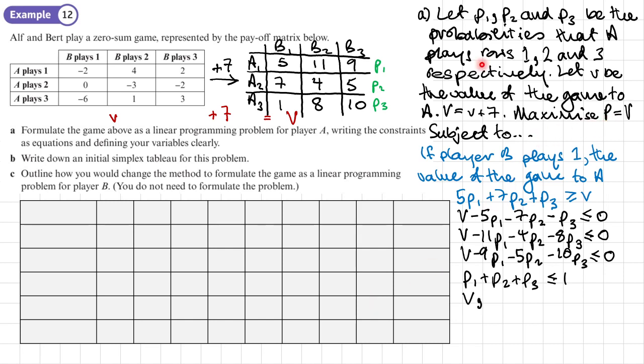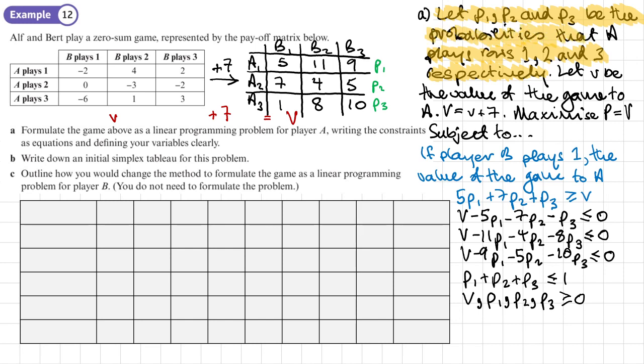That was a variable that we defined. The other variables that we defined were P1, P2 and P3. We need to state that all of these have to be non-negative, in other words greater than or equal to 0. Now if you're doing a question like this, the minimum that you need, you don't need to write everything that I've written down here, but we need to write down the first sentence that I've got here. So what the probabilities are of A playing a particular row, that's definitely needed.